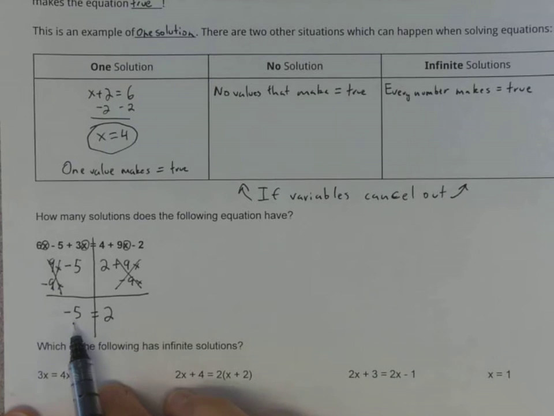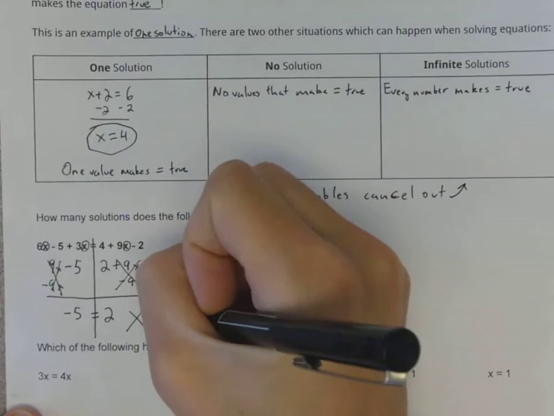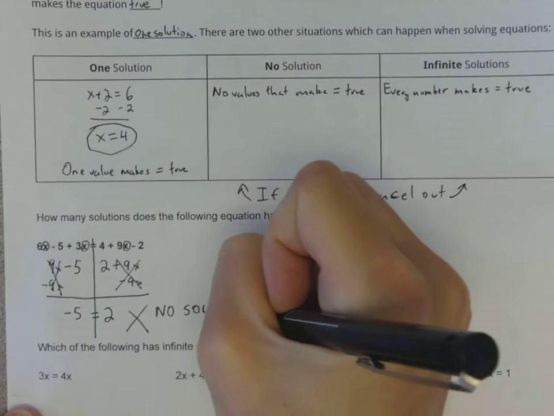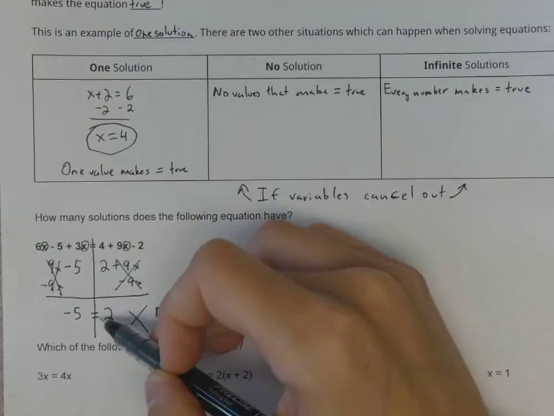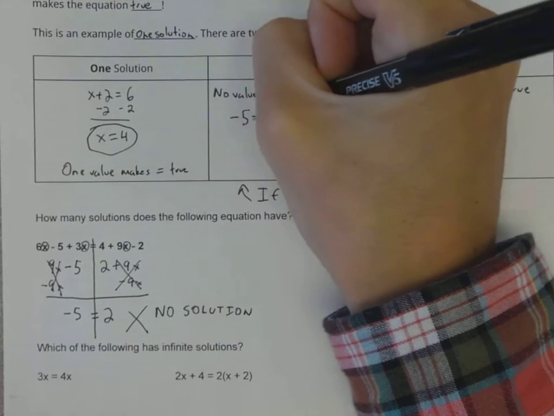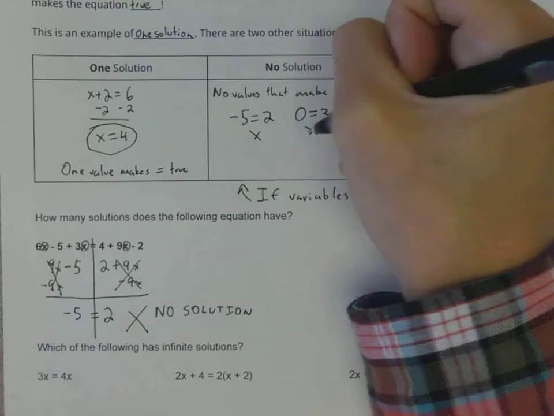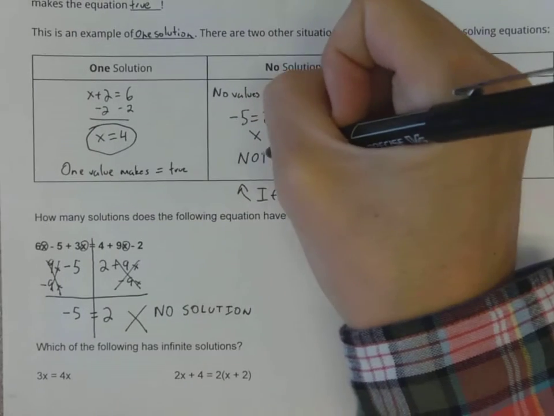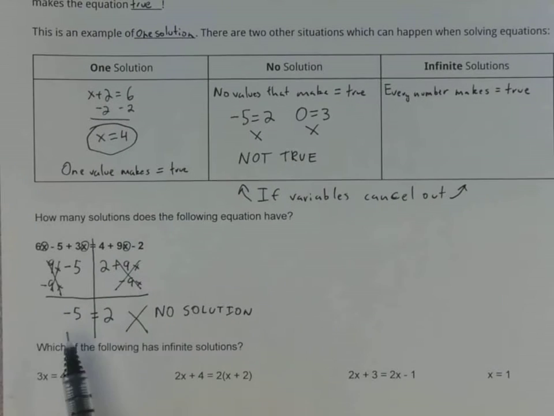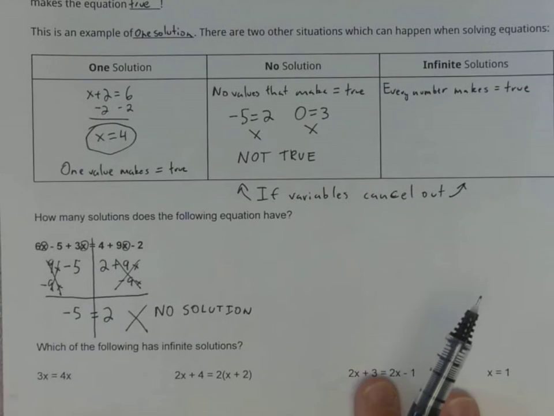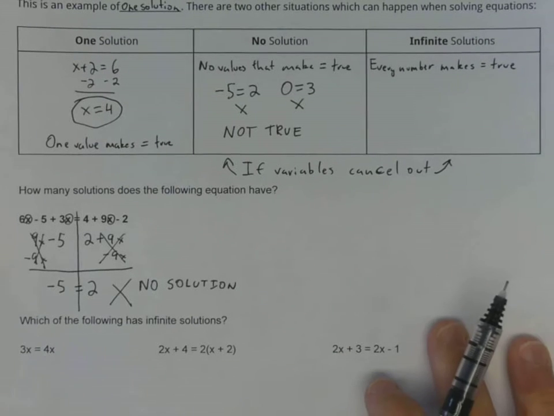What does this make you say to yourself? If I say negative 5 equals 2, what do you say to yourself? Well, that's false. That is an example of something that has no solution. So if you're solving and you get something that's not true, like negative 5 equals 2 or 0 equals 3, then you have no solution. I like to think to myself, if you're solving and you think to yourself no, then you have no solution. Well, what about if you have infinite solutions? What does that look like?